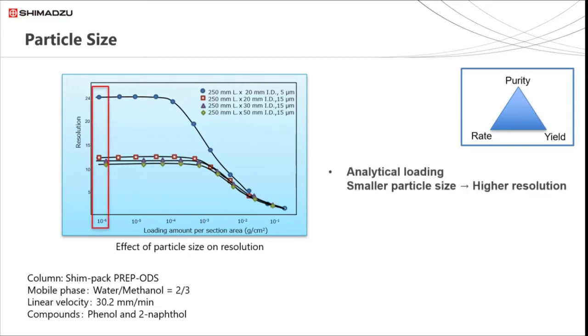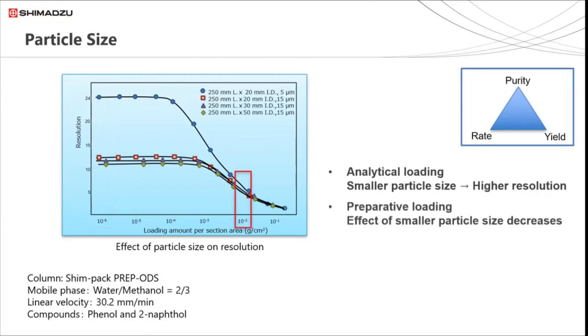At analytical loading, smaller particles give clearly higher resolution. However, at preparative loading, the effect on resolution of the smaller particle size decreases. Due to the cost, preparative scale LC purification usually employs columns of larger particle size.